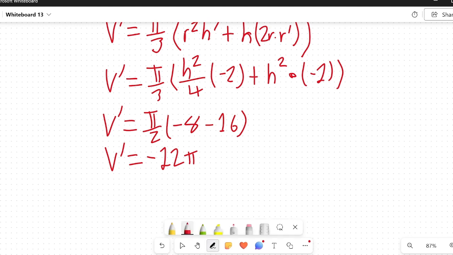This is an example of a related rates problem where we take, for example, a cone or a cylinder with water flowing, and we use implicit differentiation. It's called related rates, where two rates are related to each other in some way. So essentially, we'll leave off on that.